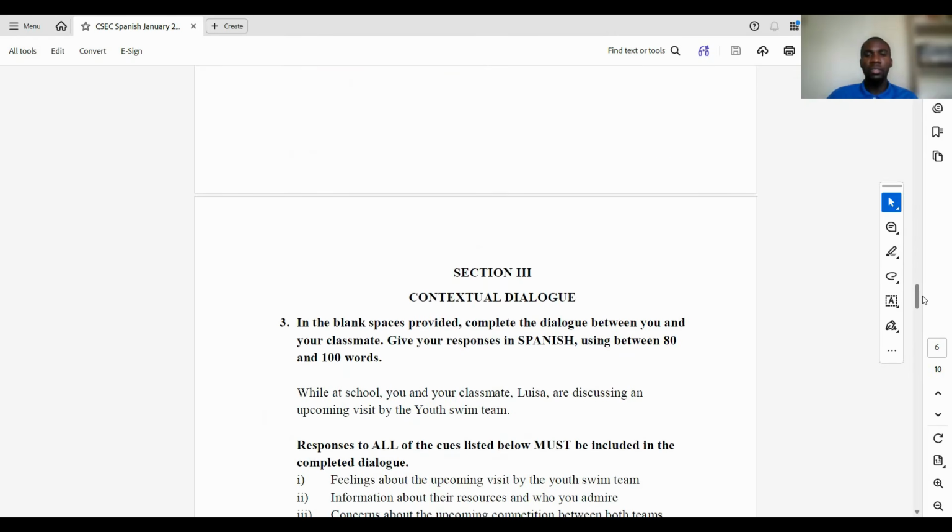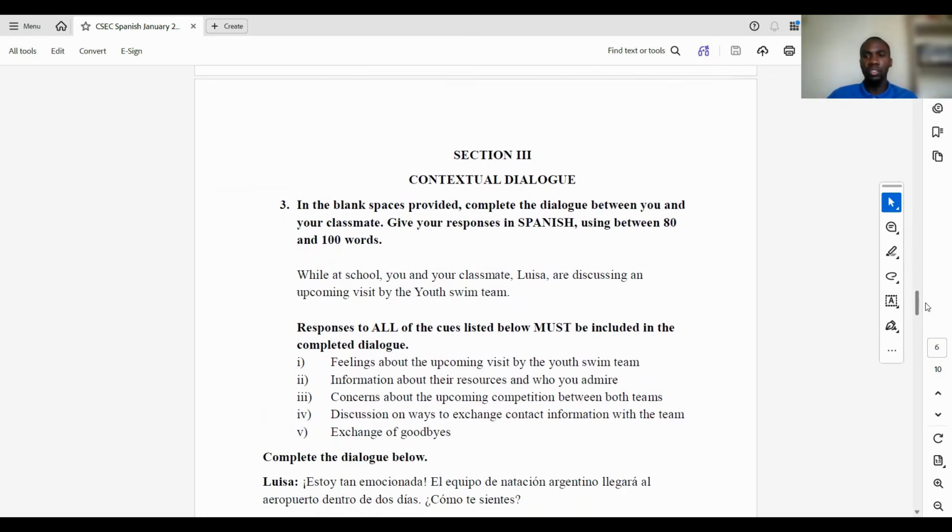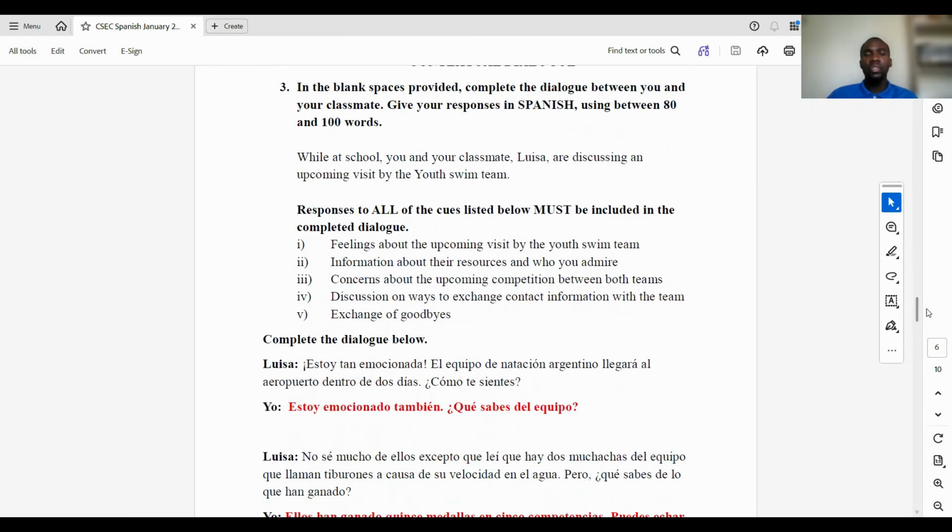So we go on to section 3, the contextual dialogue. So what is the situation here? Well, at school, you and your classmate, Luisa, are discussing an upcoming visit by the youth swim team. Responses to all of the cues listed below must be included in the completed dialogue. 1. Feelings about the upcoming visit by the youth swim team. 2. Information about their resources and who you admire. 3. Concerns about the upcoming competition between both teams. 4. Discussion on ways to exchange contact information with the team. And 5. Exchange of goodbyes.